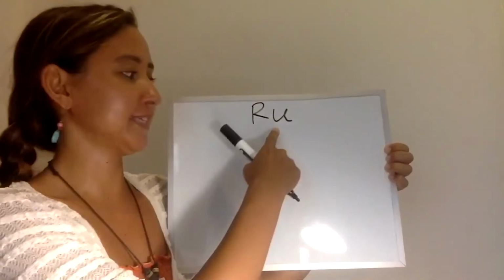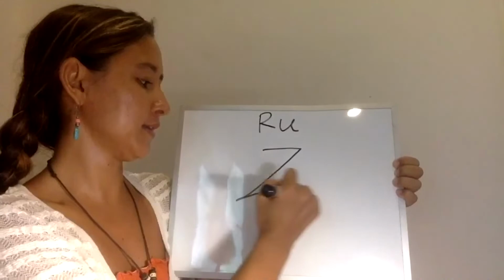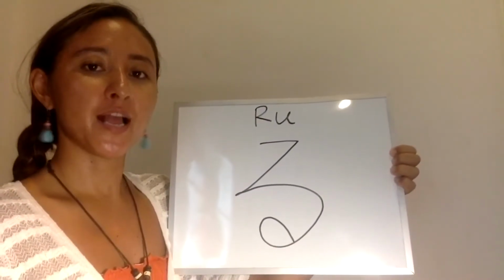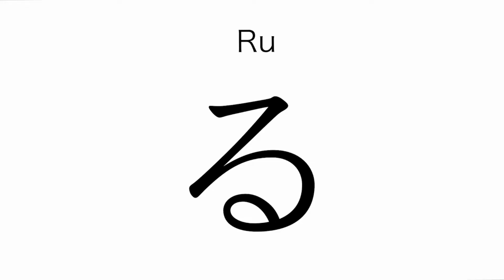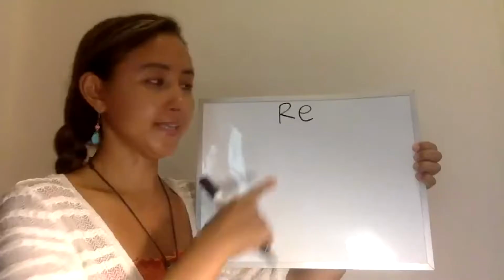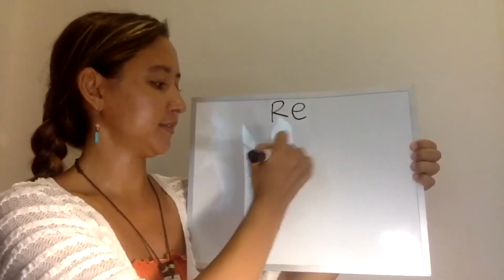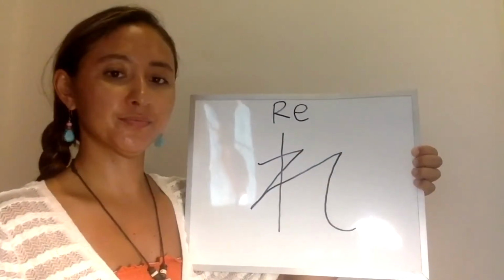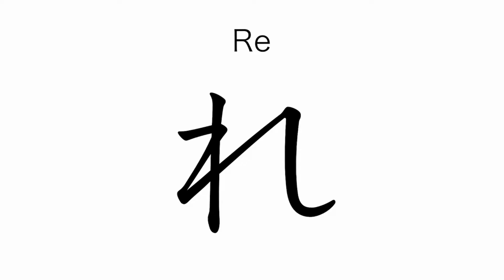The next one is lu. 1, here. Lu. Lu. Next one is le. 1 and 2. Le. Le.